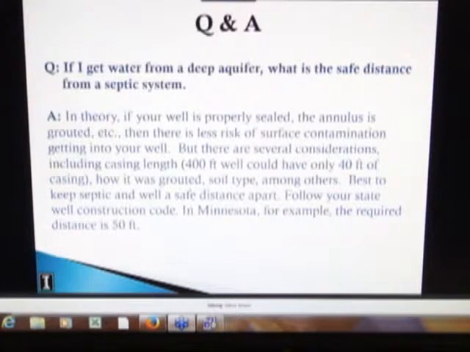Yeah, so I guess the solution really is just to keep it as far apart as possible. Make sure it's down gradient if possible, so that if there is a water table that's moving water one way or the other, it's moving away from your well, not towards your well from your septic system.